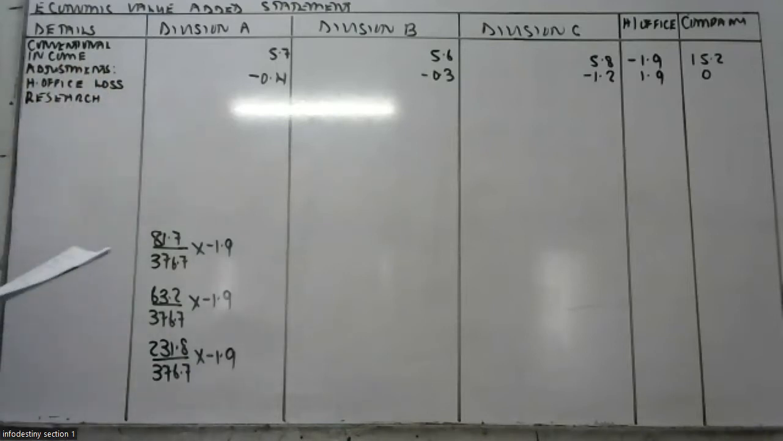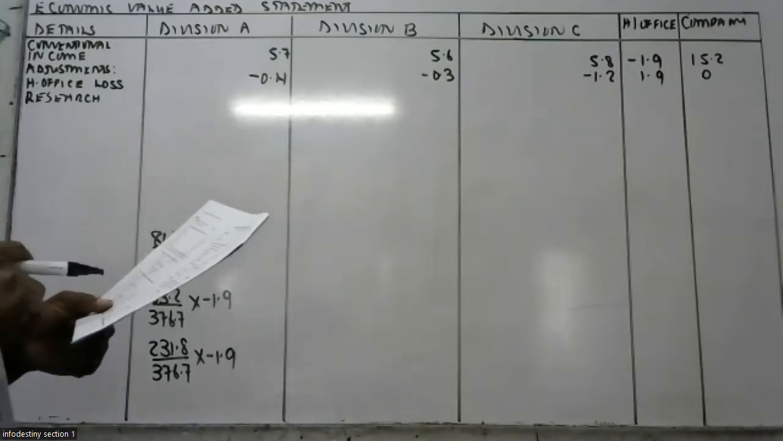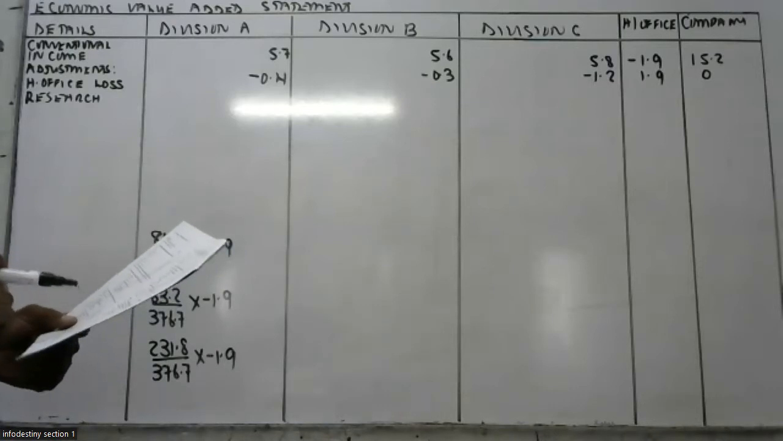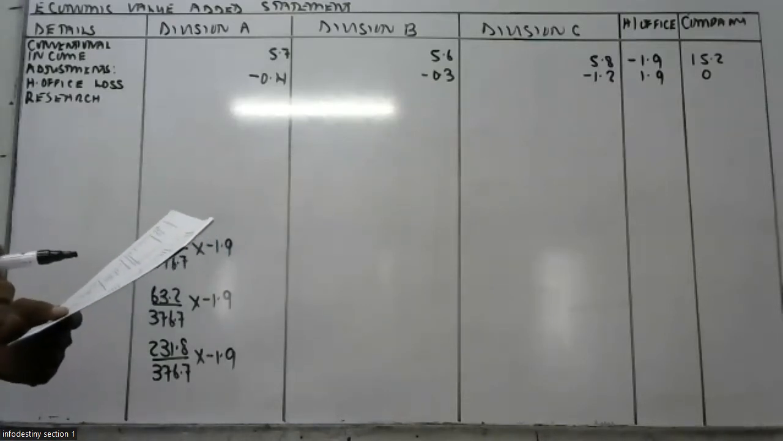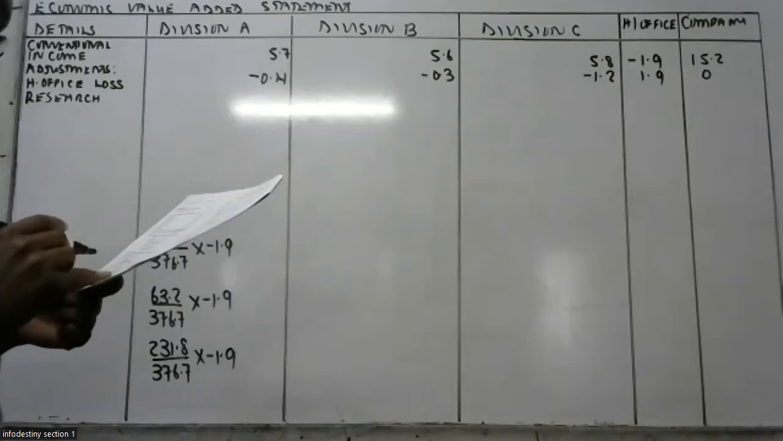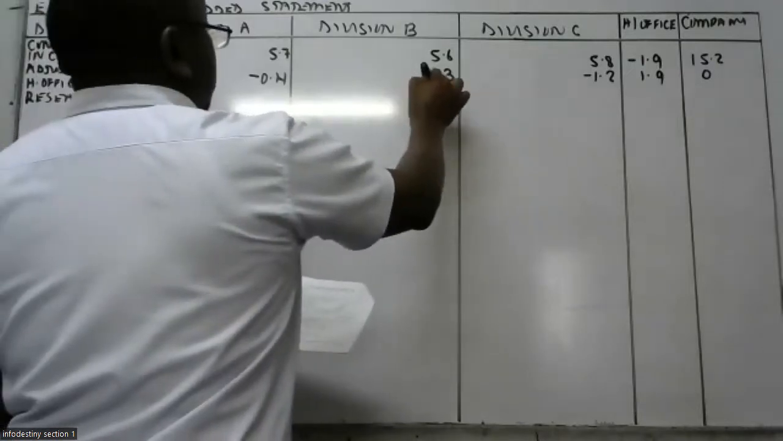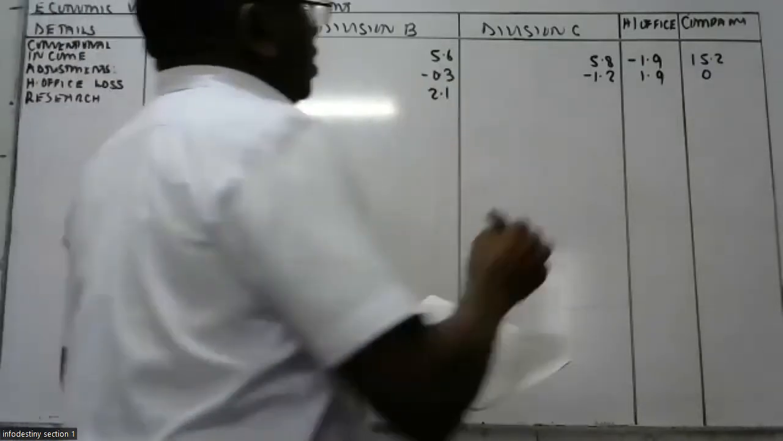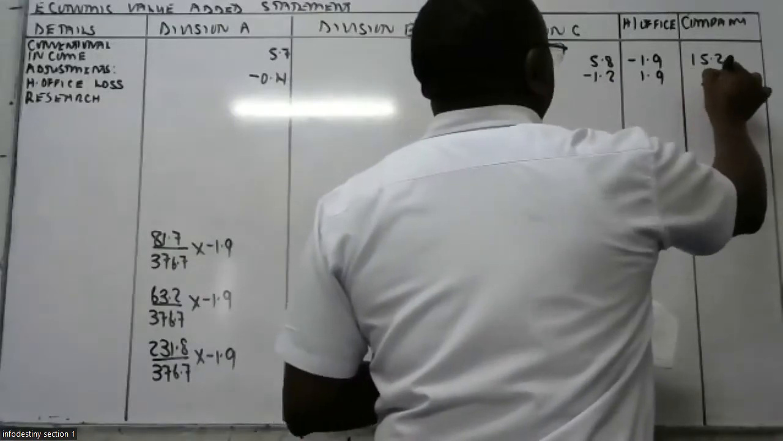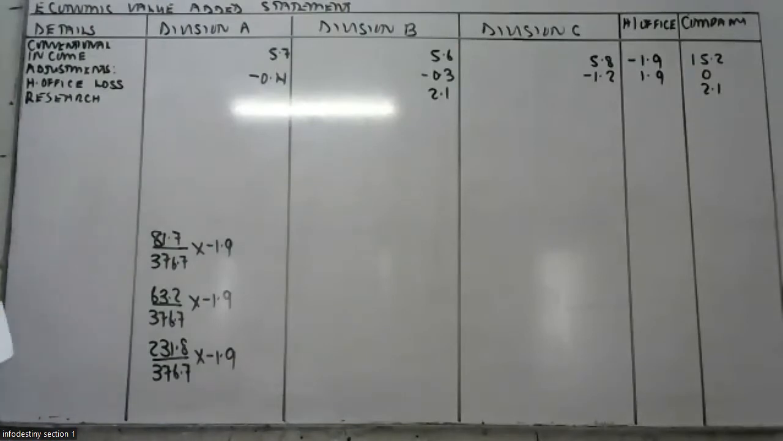Now, research is 2.1. Looking at page 16, there are some bullets, the big dots. The second one says research and development relates entirely to division B. So the amount is 2.1. That one should be brought here to division B, and it should also come here to the company, 2.1.